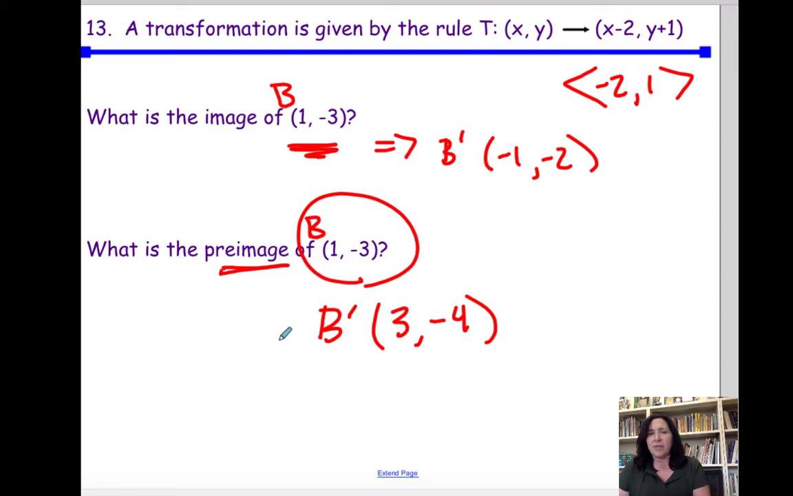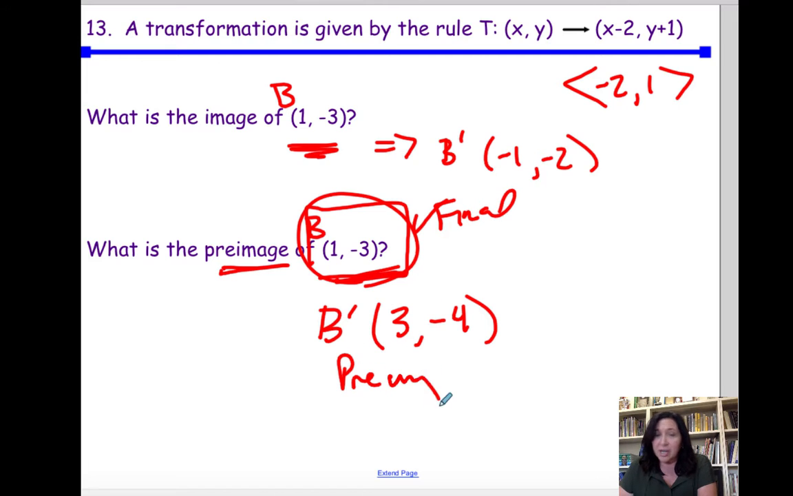So just check, because if this is my pre-image, then when I do my translation, what should I get, oh, sorry, this is my answer. So I want to know what it is, that's not my pre-image. I'm asking what the pre-image is. So basically, this is the final answer right here. And this is what I started with, okay? So just check. If that's my pre-image, then I would go 3 minus 2, which is 1. Negative 4, add 1, which is negative 3. So you can go backwards by doing the opposite operation from whatever you had in the translation.